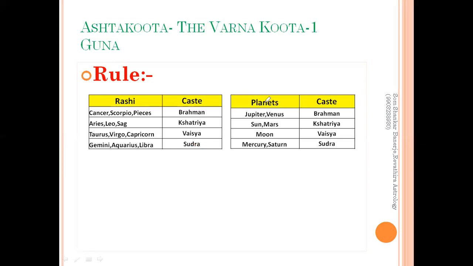Now, the planets also have caste. Jupiter and Venus are Brahmins, Sun and Mars are Kshatriya, Moon is Vaishya, and Mercury and Saturn are Shudra. So imagine a boy who is of a Shudra mentality, and a girl who is, say, of a Kshatriya mentality. Kshatriya means she's very energetic, likes to fight, very aggressive in the nature of working and those kinds of things. And the boy is very hardworking, busy, always working. So will the match happen or not?